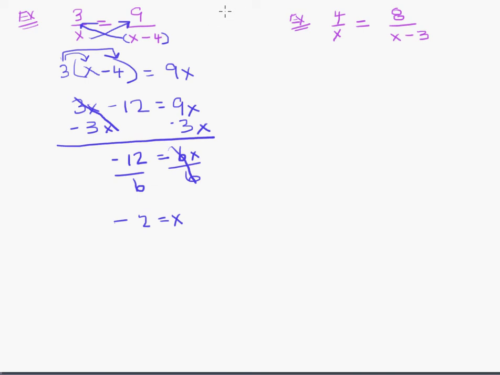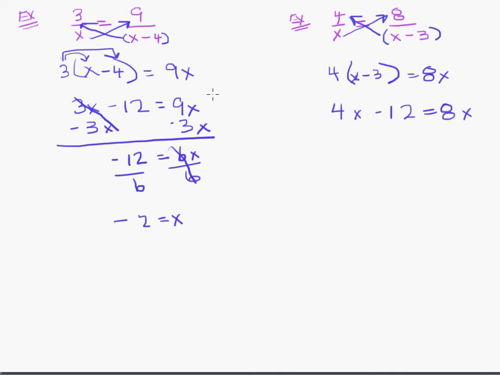So here we're going to multiply the x times the 8, and we're going to multiply all of x minus 3 times the 4. So we end up with 4 times x minus 3 equal to 8x. Now we distribute the 4, so I have 4x minus 12 equal to 8x.